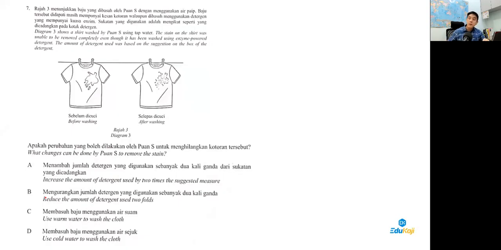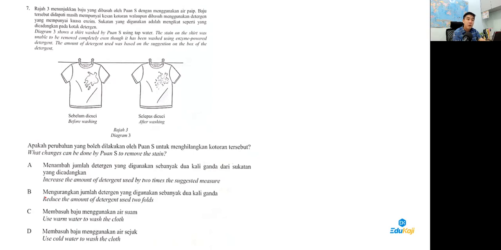Okay, as for number 7, guys, still the same topic, but this is more to application of enzymes. As you all have learned, if you're trying this now, definitely you're a Form 5 student. So as you have learned in Form 4, detergent have enzymes in order to clean the stain. Untuk membersihkan kotoran. And with that, what changes can be done by 1S to remove the stain?